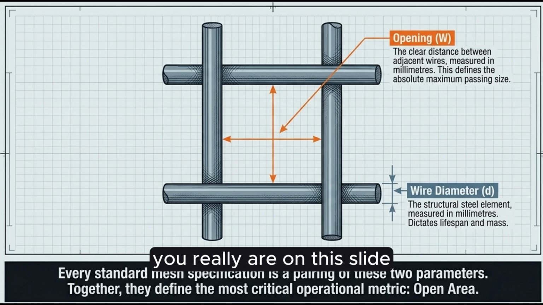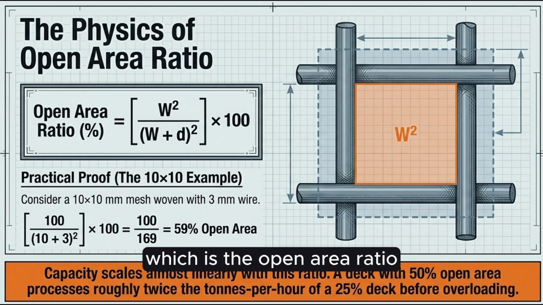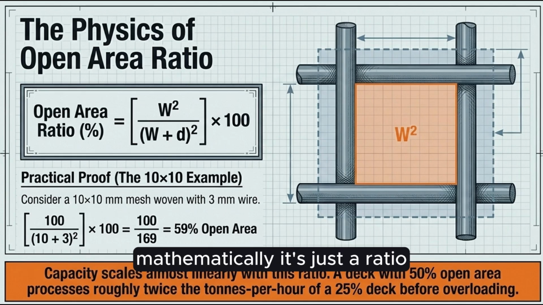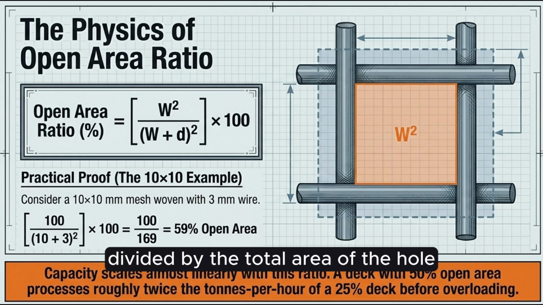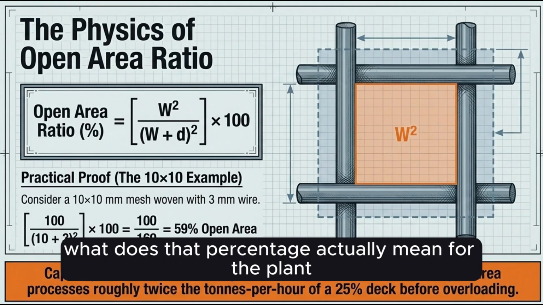On this slide, we have to start with a foundational metric, which is the open area ratio. Think of this as the breathing room of your screen deck. Mathematically, it's just a ratio. It's the area of the open hole divided by the total area of the hole plus the wire itself. So let's unpack this a bit. What does that percentage actually mean for the plant?